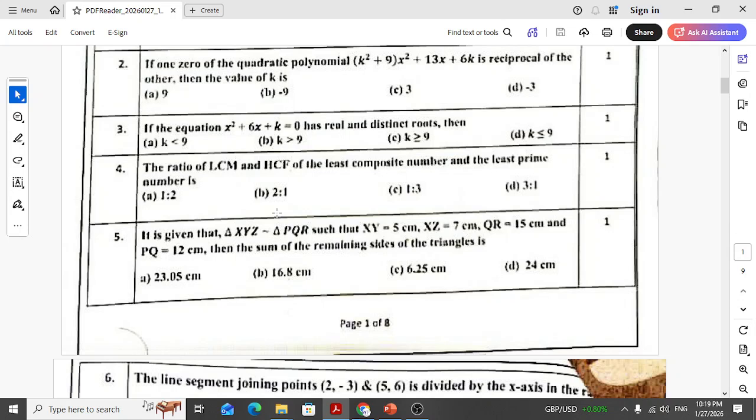What is the formula for volume of the cone? 1 by 3 pi r square h. So 1 by 3 into pi into what is r here? As you can observe, this is radius. This is r. So 4, 4 into 4, into what is h? This is h. This is the height. 3. 3 gets cancelled. 4 into 4 is 16. 16 pi centimeter cube is the answer. Option C is the correct answer.